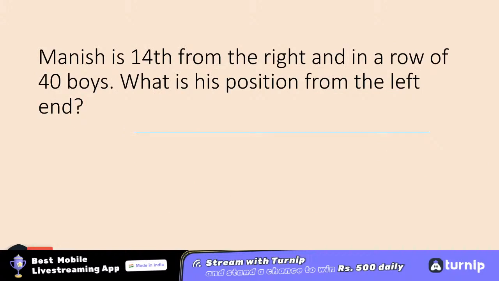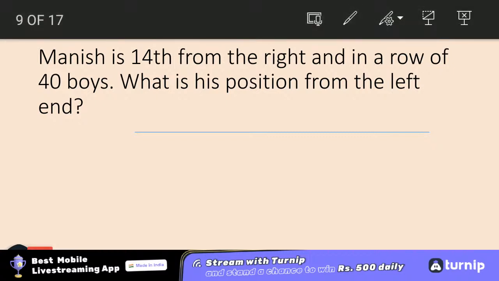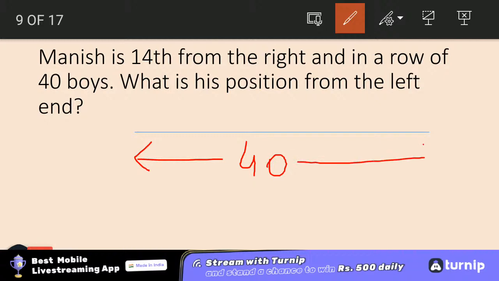Perfect. Next. Manish is 14th from the right. Now there are many questions in which we have moved upward and downward. Now we'll be moving right and left. Manish is 14th from the right in a row of 40 boys. Now the total students are given to you. How many students are there? 40. And Manish is 14th from the right.